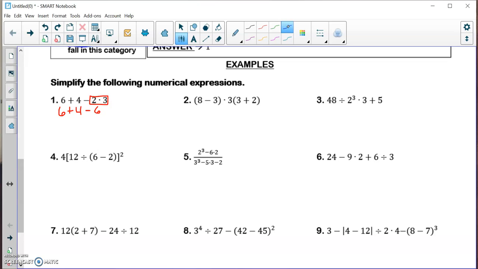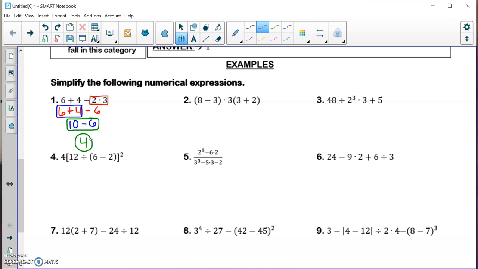Now I move on to addition and subtraction from left to right. I start at the very beginning of my problem and do the leftmost operation, which is the addition. So I'm going to take care of the 6 plus 4, which is a 10, and then I rewrite that minus 6. This is how I'm showing my work. I'm showing my steps. I'm showing my thought process. You need to do this every time. Now I'm going to take care of the 10 minus the 6 to get my final answer, which is a 4. That is now fully simplified because I have it down to a single numerical value.